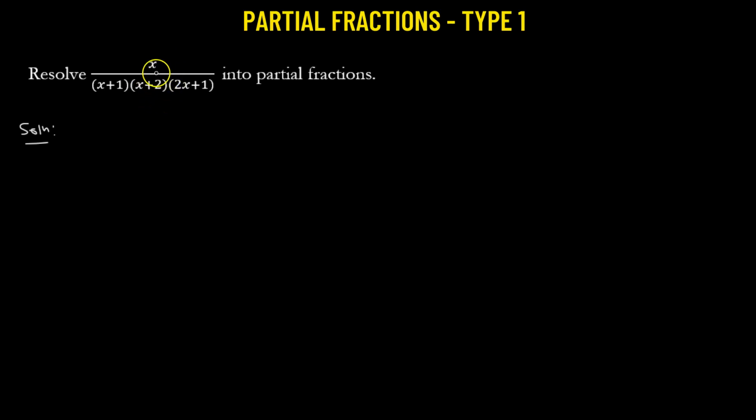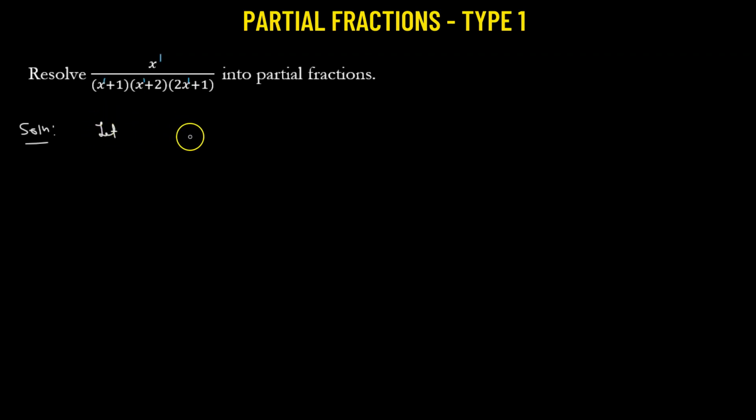Clearly, the highest power of x in the numerator is 1, and the highest power of x in each of the factors is 1, so that means they get multiplied to give us a power of 3. That means x cube is going to be the highest degree in the denominator, so we are okay to go. So here, we'll first make an assumption.